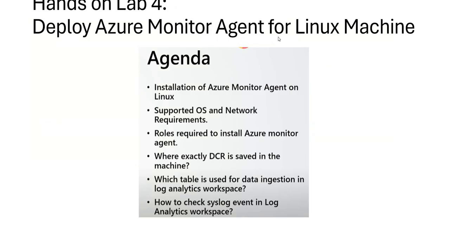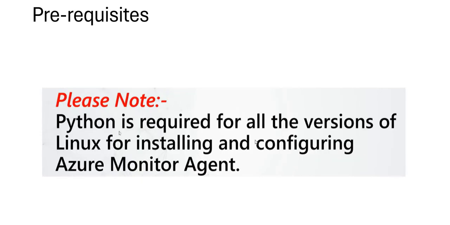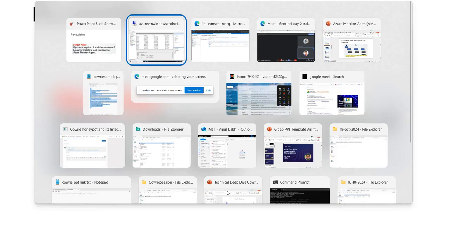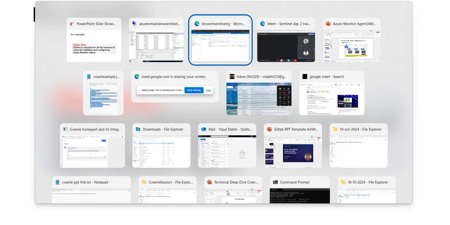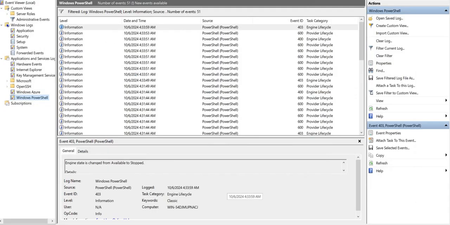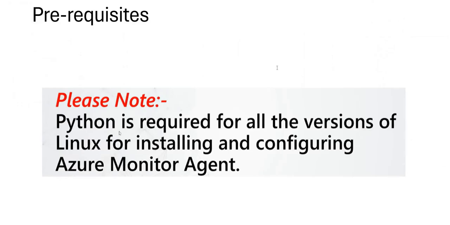Then deploy Azure Monitor for Linux machine. We just did that. We created our own Linux machine and installed AMA using that DCR. Python is a required version. Whenever you create a Linux machine, run sudo apt update or upgrade so that Python and the like get installed, because it is a prerequisite and should be there.